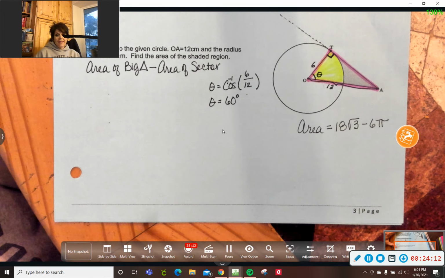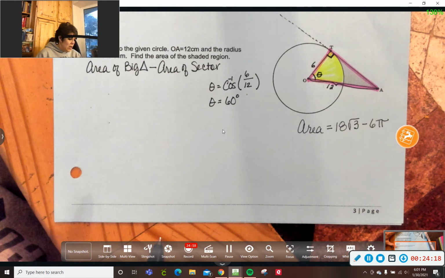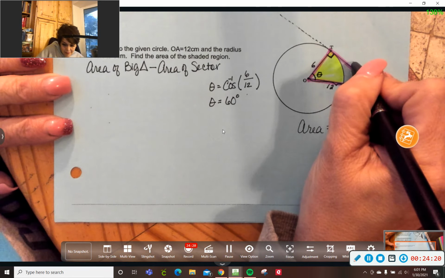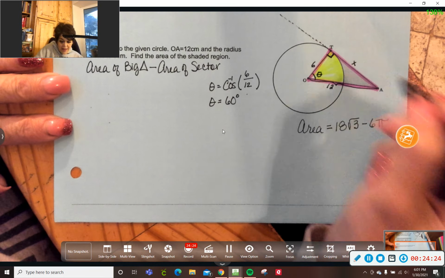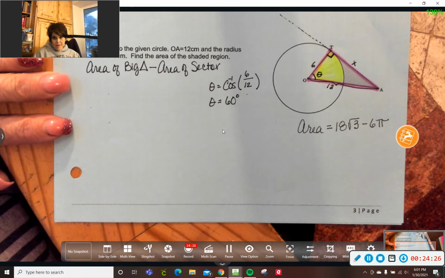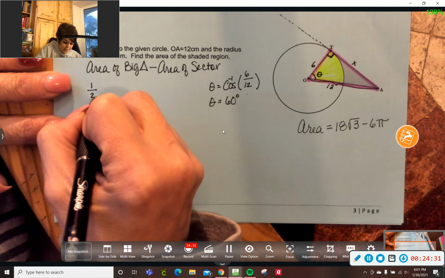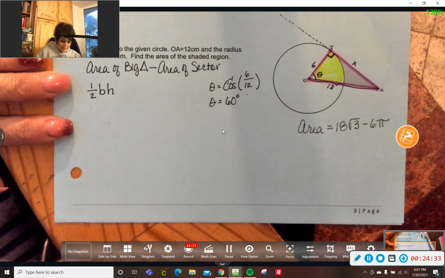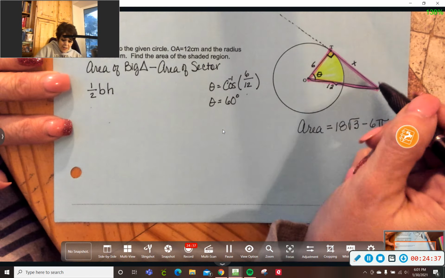1/2 base times height would also give me the area of that triangle. I don't know this side over here, though. I don't know the height. So I'm going to call that height x. So area of the big triangle would be 1/2 base times height. I don't know it, right? So I need to know the height right here.